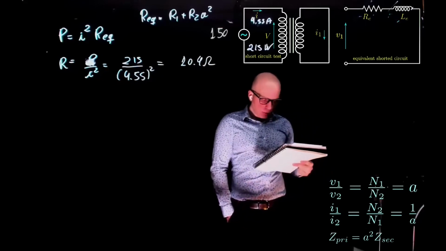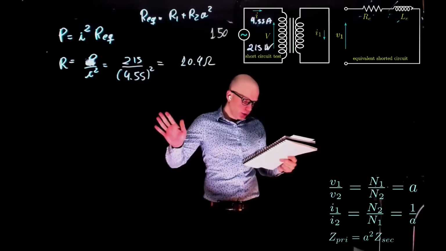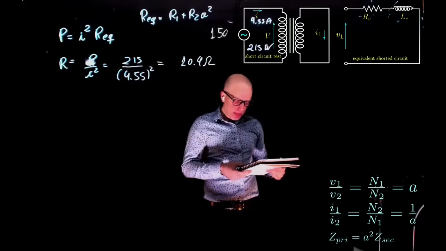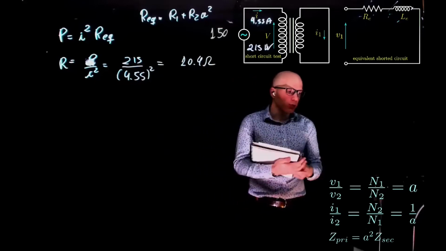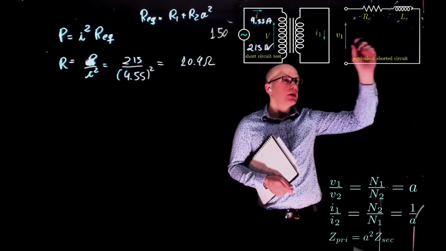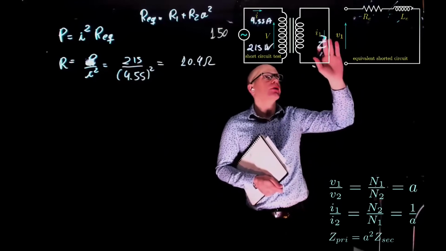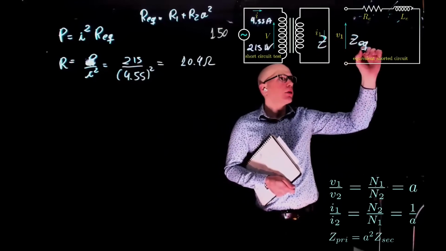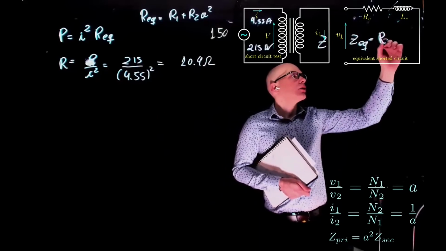Now we can try to calculate, so this is relatively simple. We can try to calculate now the entire impedance of the system. What is the entire impedance? If this is RE and this is LE, so our impedance is Z equivalent. And this is R plus LJ.